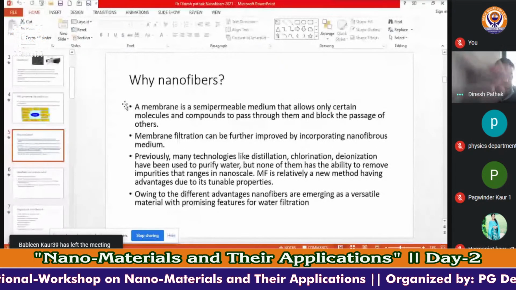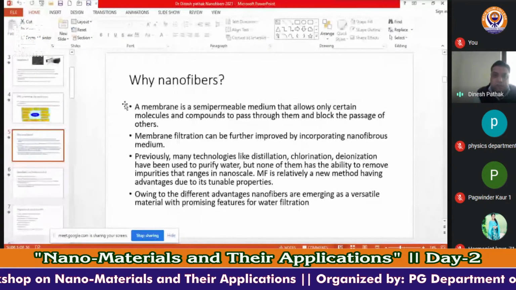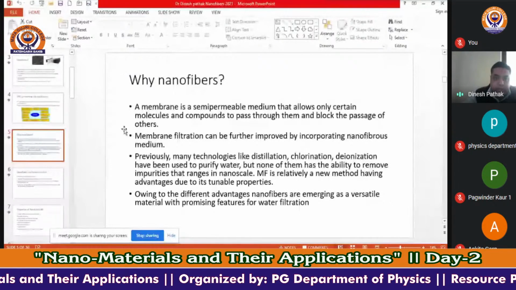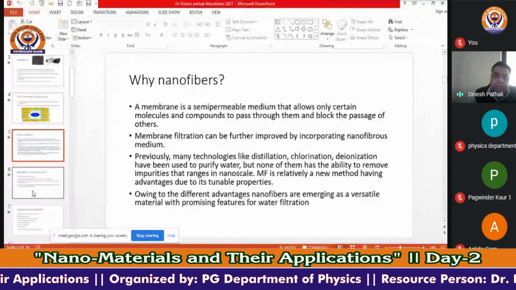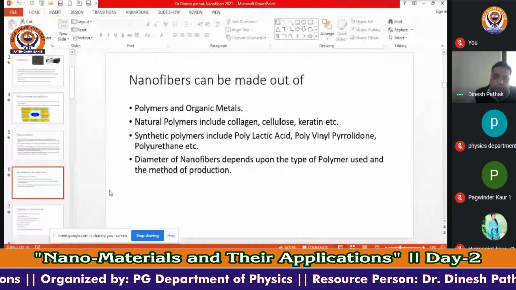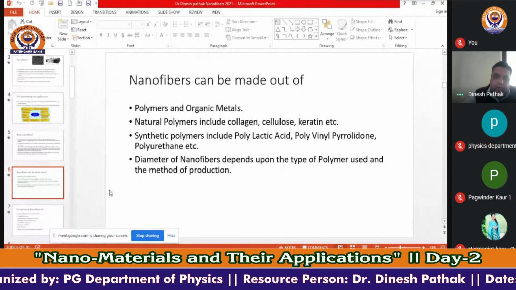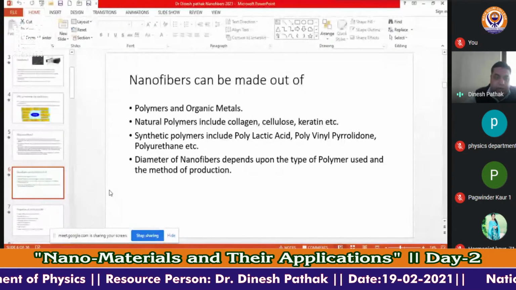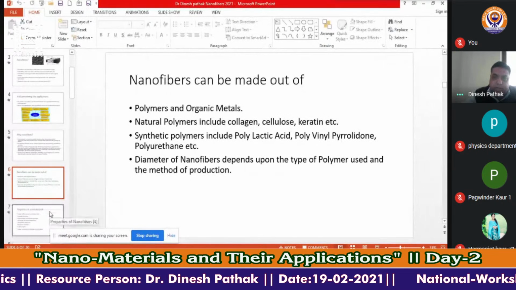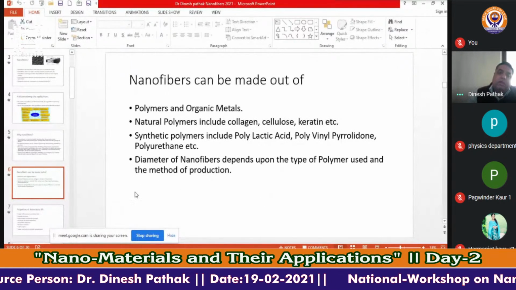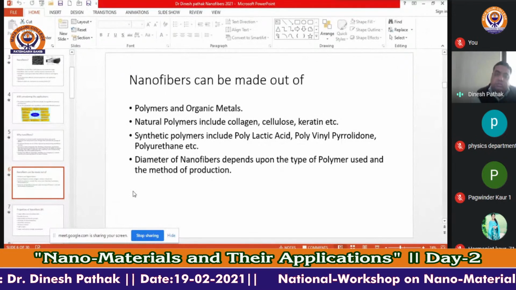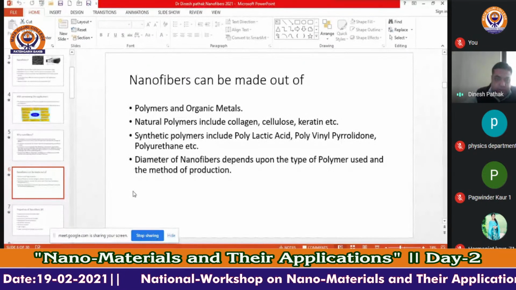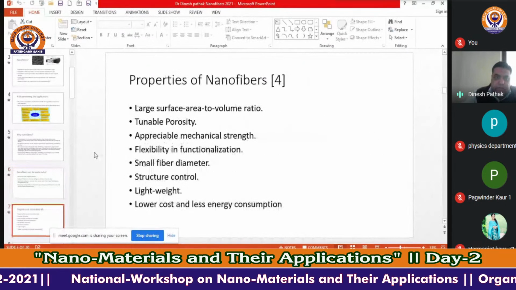We can change the porosity, and hence the applications. So nanofibers can be made either from a polymer or a blend of polymer and inorganic materials. Diameters can be controlled either by controlling the solution's concentration or in many other ways, which we will discuss further. So these are some properties of nanofibers.